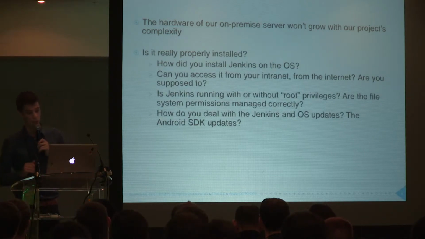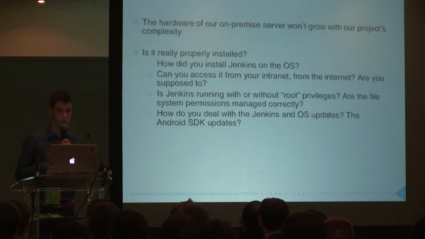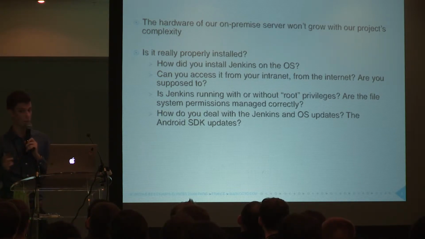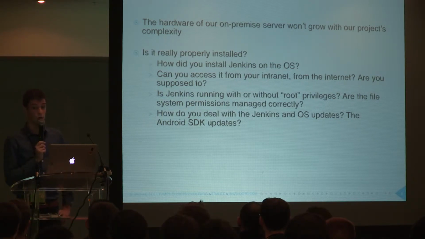Since most of us had to set up this server, did we really install it properly? How is it run on the OS? Can we access it from the internet, from the intranet? Are we supposed to? All this kind of stuff, file system preferences, etc. And most importantly, how do you deal with Jenkins updates and the OS updates?